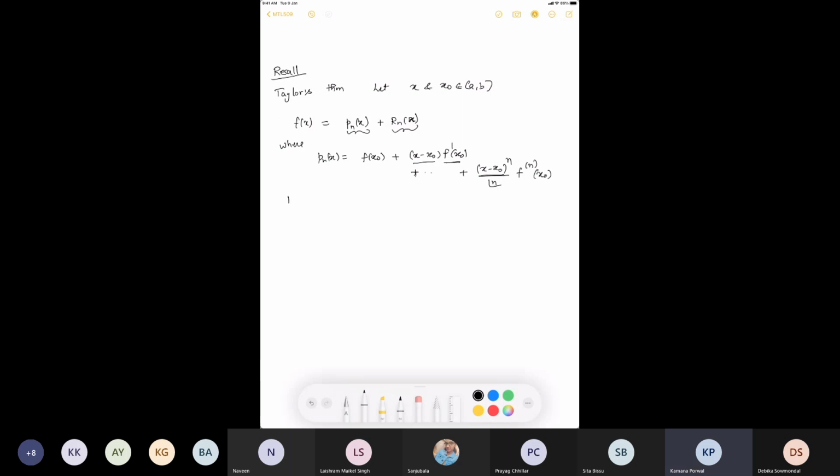And what is the R_n(x) in terms of the integral form of this? So this is 1 by factorial n, integral from x naught to x of (x minus t) raised to power n, f^(n+1)(t) dt. Right? So this is the remainder term.